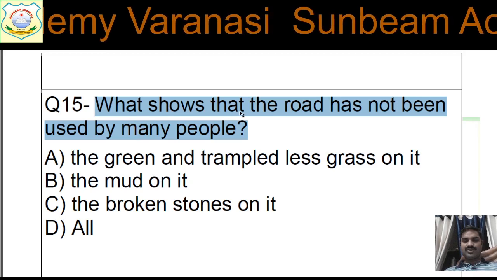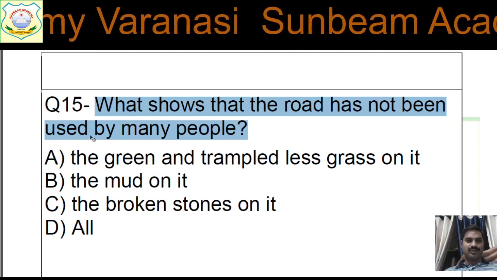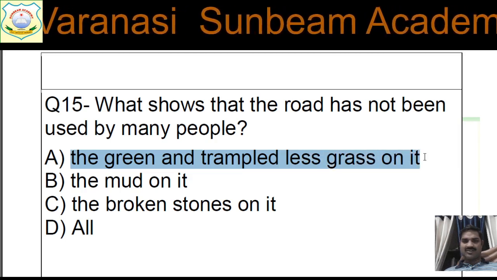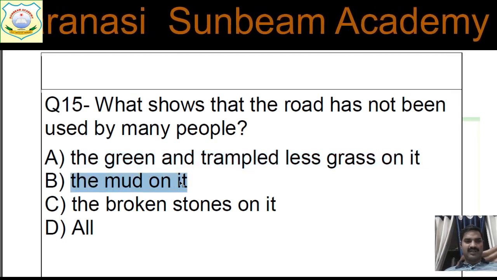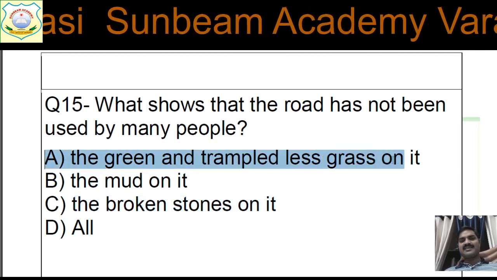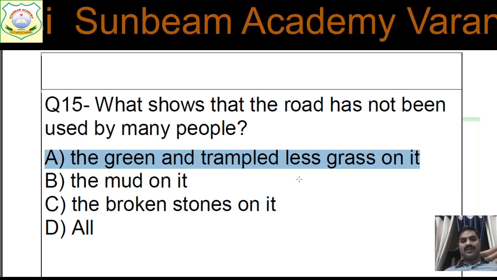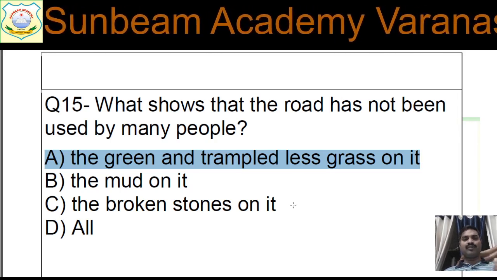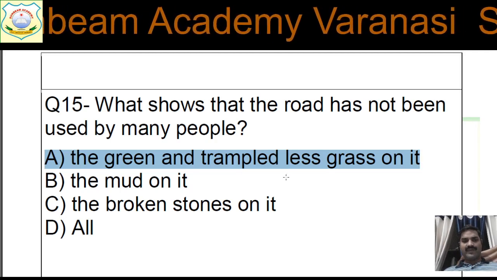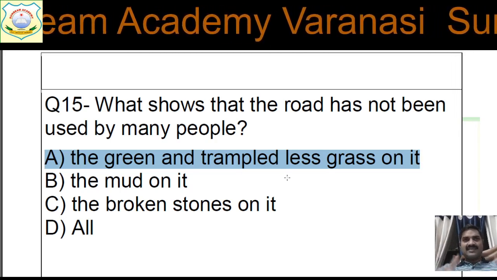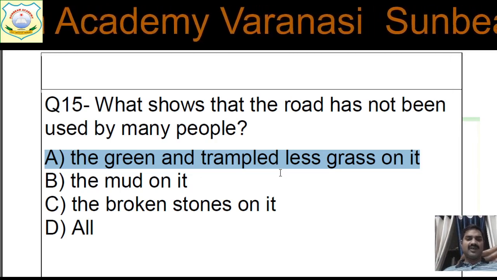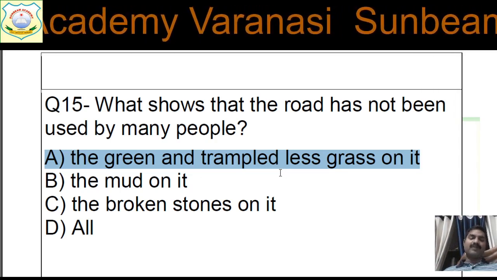What shows that the road has not been used by the people? The grasses and trampled less grass on it. The mud, no. The broken stone. So the first option is correct. When the grass is there, it means that people have not used that road. Because when people use the road, grasses are removed. And there, the ways are seen. Ways means the path is visible. It appears that people used to go through this.